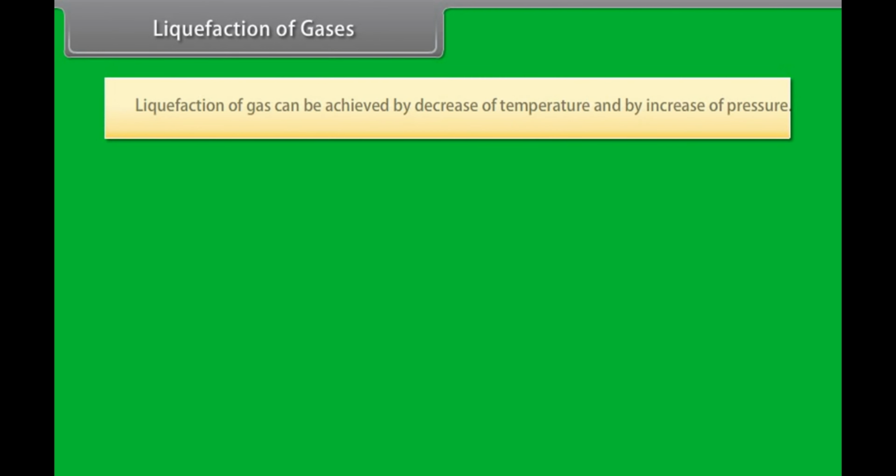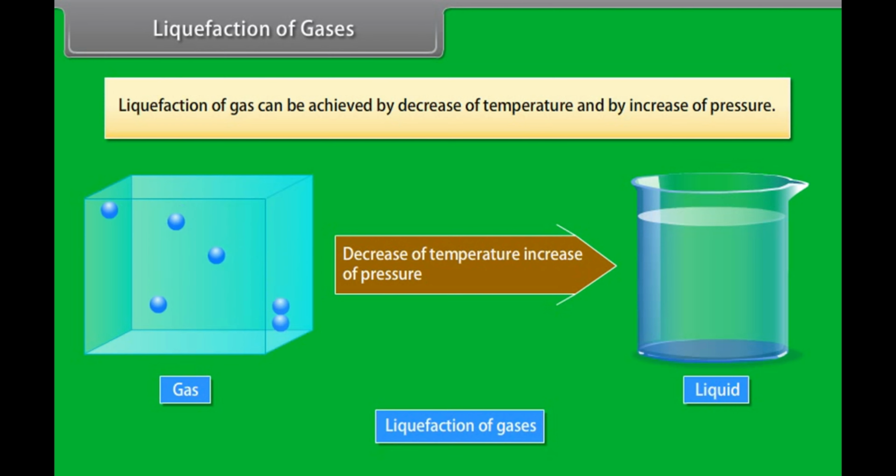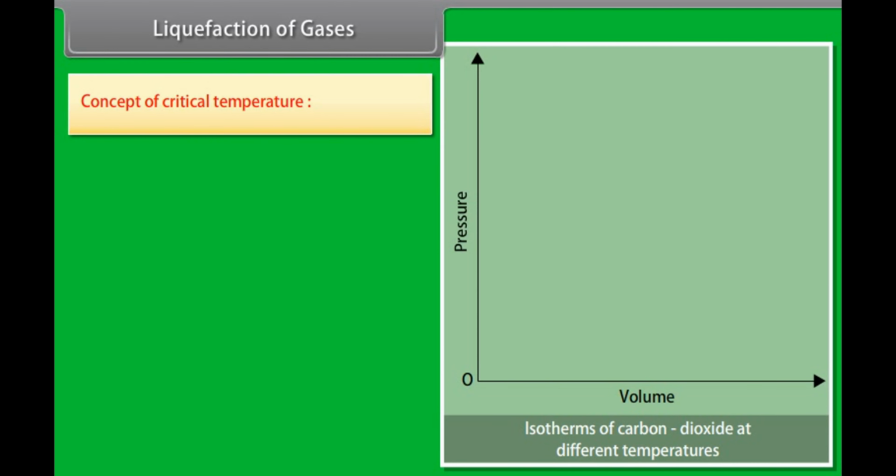Liquefaction of gases. Liquefaction of gas can be achieved by decrease of temperature and by increase of pressure. Concept of critical temperature. At a low temperature of 13.1 degrees Celsius, CO2 exists as gas at low pressure, as shown by point A. As the pressure is increased, the volume of gas decreases along the curve AB. At point B, liquefaction starts. Hence, volume decreases rapidly along the line BC. At point C, the liquefaction is complete. Now further increase of pressure has very little effect upon the volume because liquids are very little compressible. Hence, a steep curve CD is obtained.